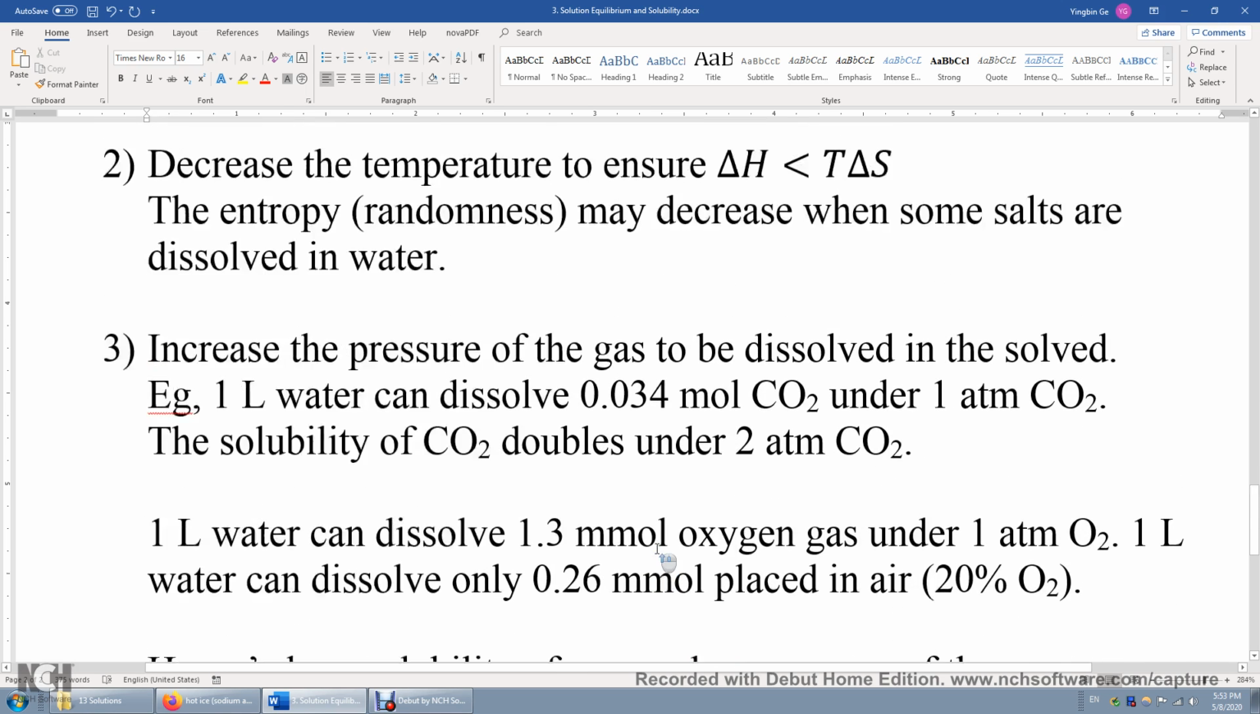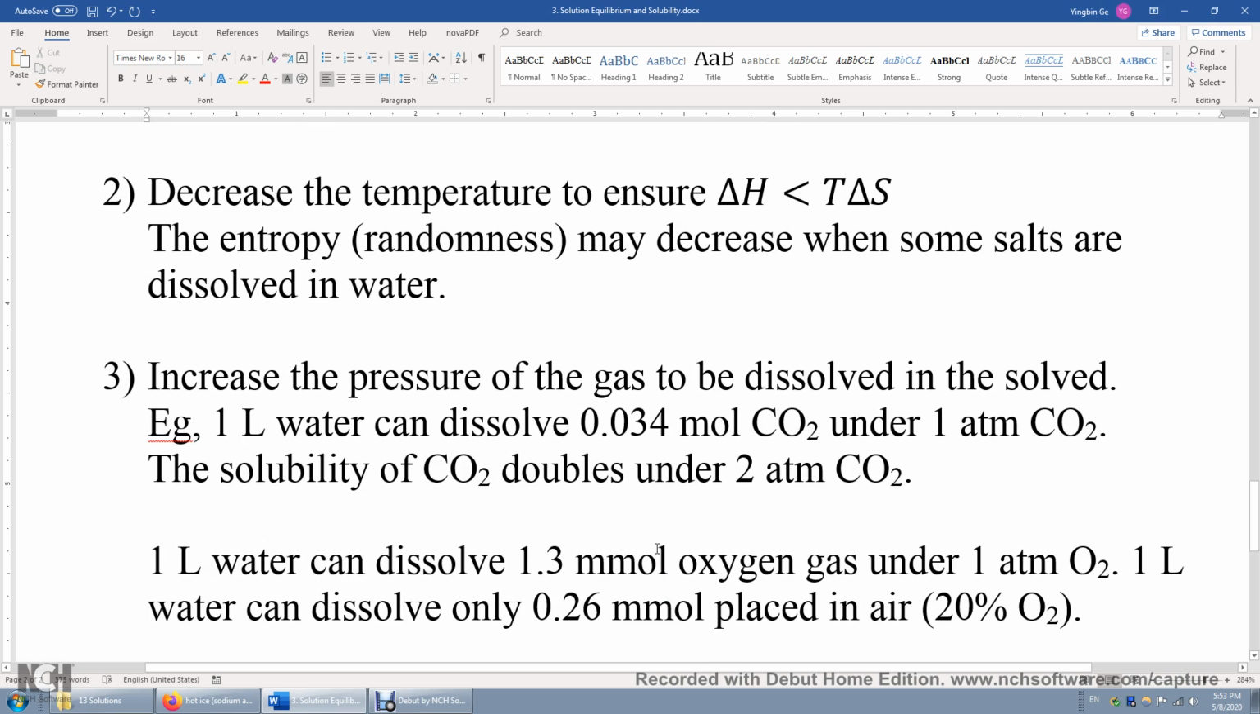Now let's talk about oxygen. So oxygen can be dissolved in water. All right, just the solubility is very small because oxygen has zero dipole moment and only weak dispersion interaction as well. Okay, CO2 also has a zero dipole moment, but it's possible to induce a non-zero dipole moment in CO2. Okay. Now 1 liter of water can only dissolve 1.3 millimole of oxygen gas. So I want to emphasize this is millimole. 1 millimole is 0.001 mole, so very little amount under 1 atm oxygen.